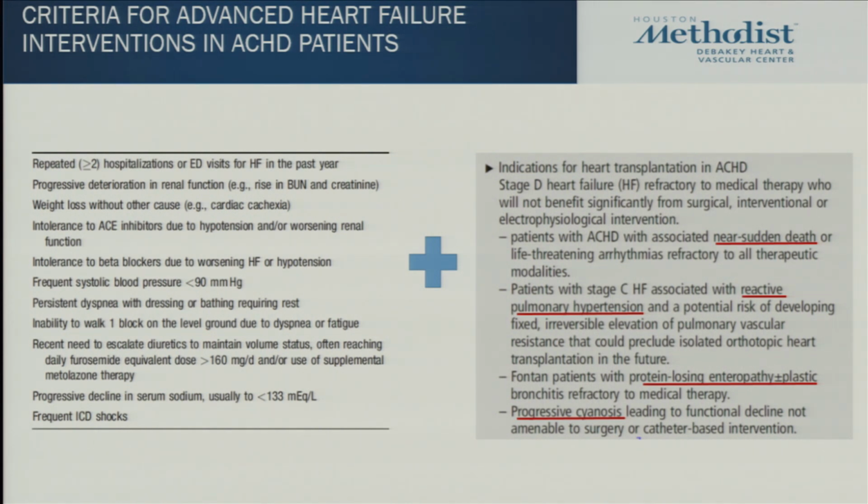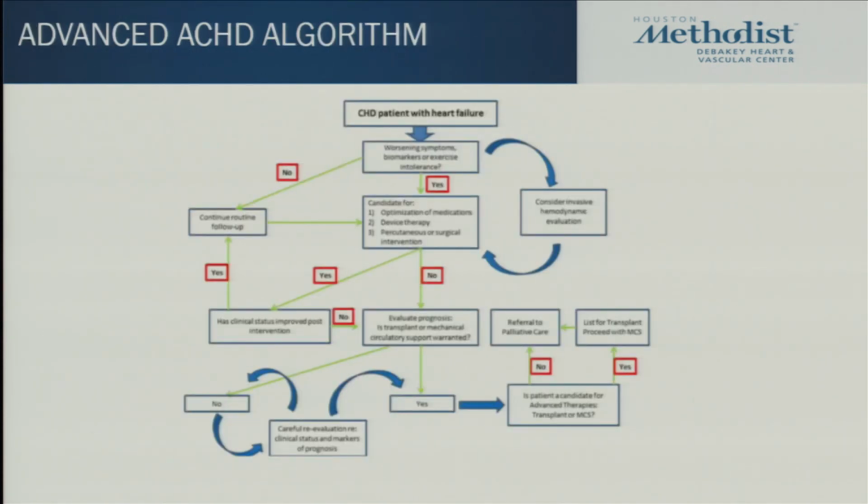And again, in Fontan patients, like Dr. Johnson said here, patients with protein-losing enteropathy and plastic bronchitis which are refractory to medical therapy should be evaluated by a heart transplant center. And progressive cyanosis, like we saw in our patient, leading to functional decline, should be evaluated by a heart transplant program.